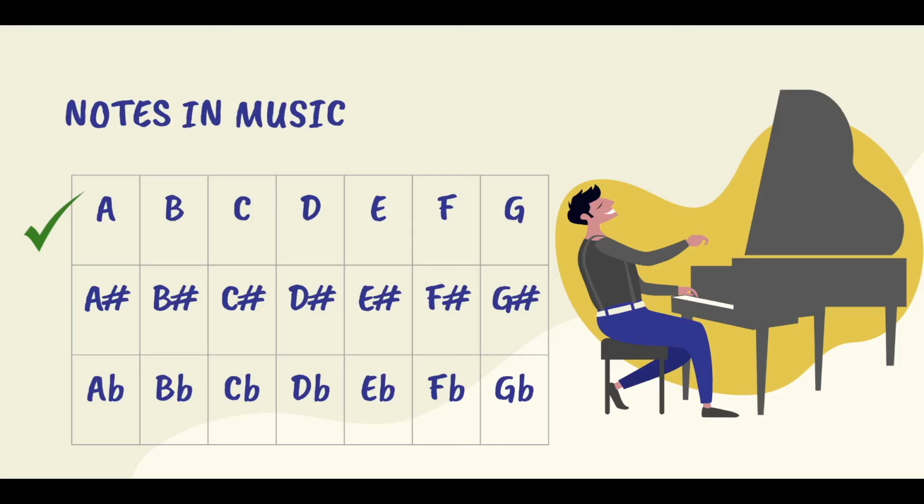And so these are the notes in music that we have looked at in the previous lesson. And we have just seen how to find the first row of notes, A, B, C, D, E, F, G, how to find these notes on the keyboard. So let's actually head over to the keyboard and hear how these notes sound like.